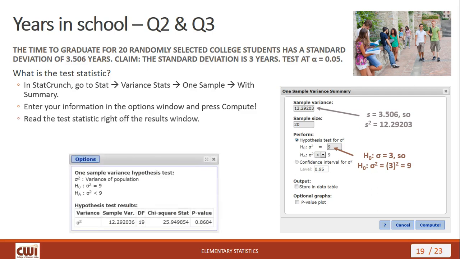When you press compute, you get this lovely little results window come out, and you don't have to take the square root of anything. Just read the number straight off the window. So our test statistic is the next to last number there in the results window. In this case, 25.95. The next question asks us about the p-value, and that's also in the results window. It's always the last value listed there in the results window. In this case, 0.8684.